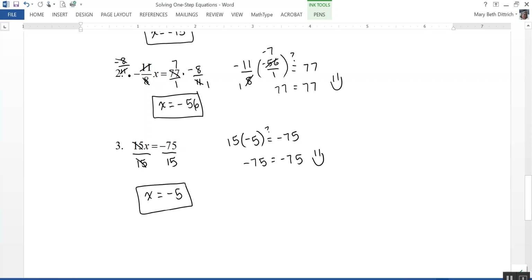So in this video we took a look at how to solve a one-step equation. We talked a little bit about what an equation is and how to use inverse operations to isolate the variable.